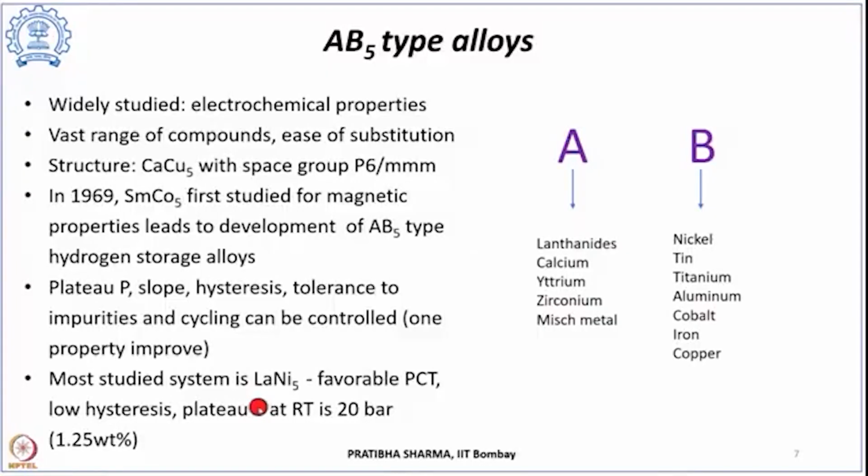Among this class of compounds, the most widely studied one is LaNi5. Now this has several advantages because it has a favorable pressure composition temperature isotherm. This has very low hysteresis. At the same time, the plateau pressure at room temperature is 20 bar, and if we see the operational conditions, room temperature and 20 bar are both quite favorable. So the reversible capacity of these LaNi5 materials is 1.25 weight percent.